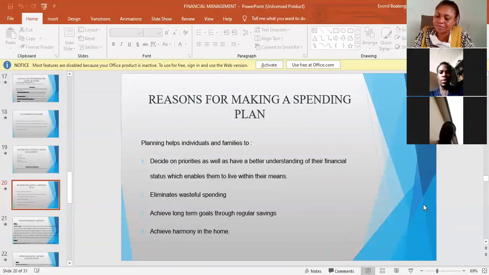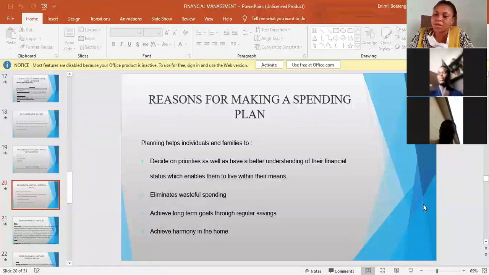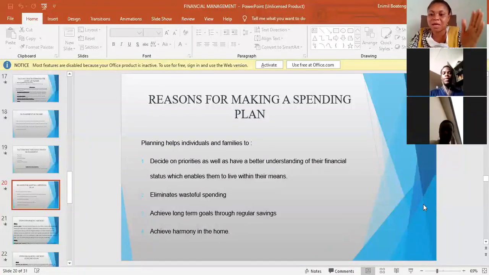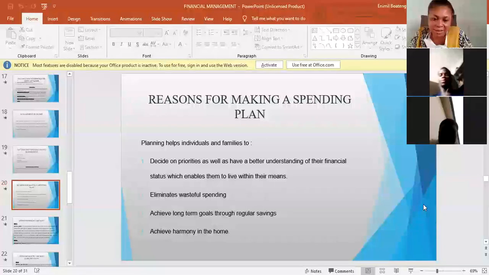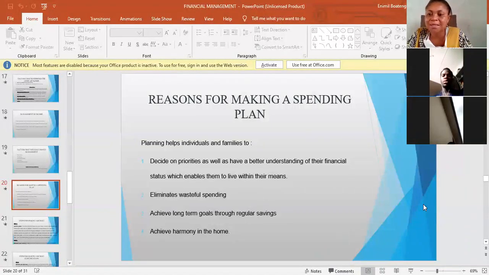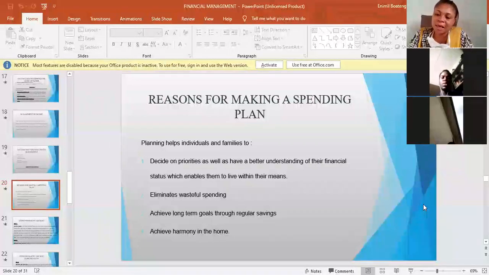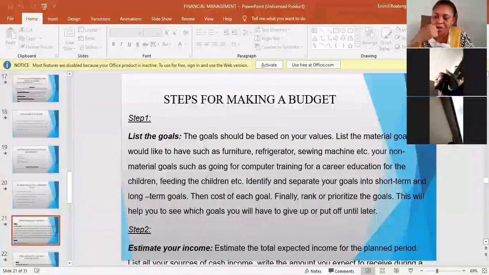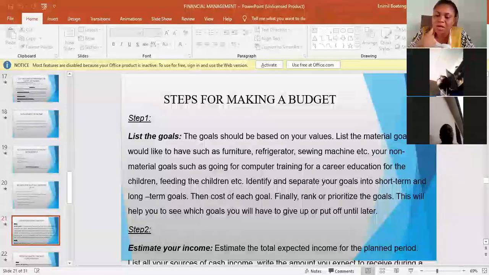When you make a budget and you realize that, no, my money cannot cater for all this, then you look at your priorities, scale of preference, those things that must wait, and then those things that must be attended to immediately. So when you make a budget, it helps you to take care of only the important needs. And then you can also achieve long-term goals through regular savings when you make a budget. And budget can also help you achieve harmony in the home. You want to add any more reason why we should make a spending plan?